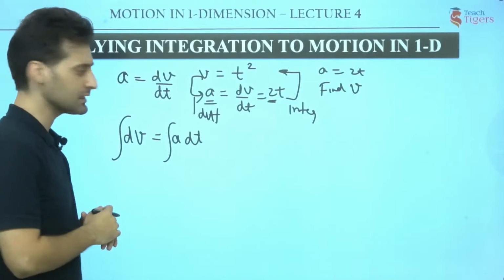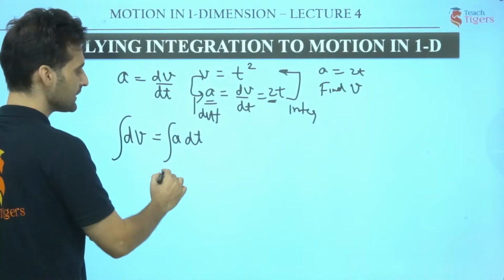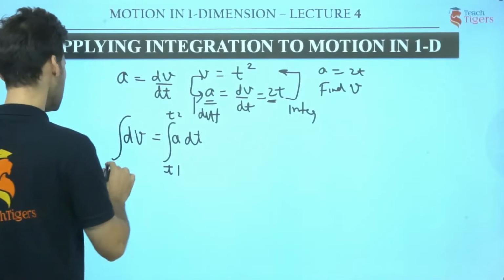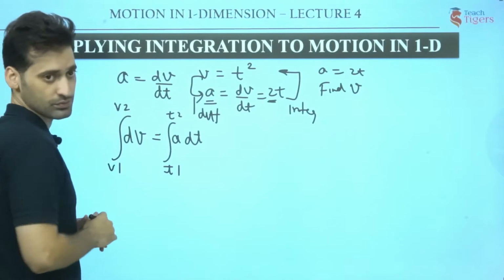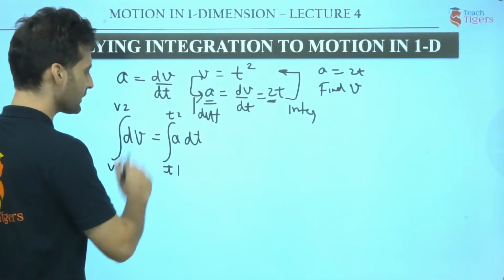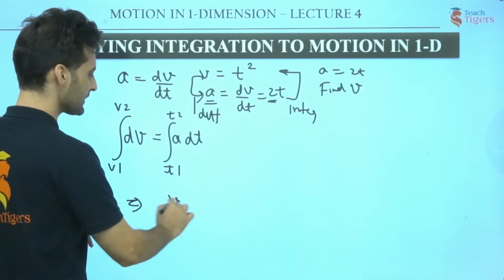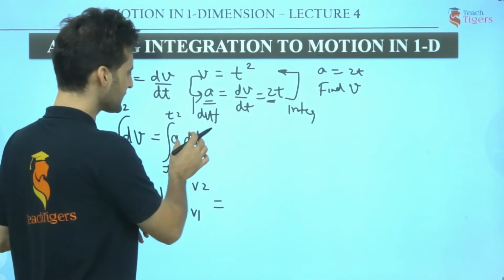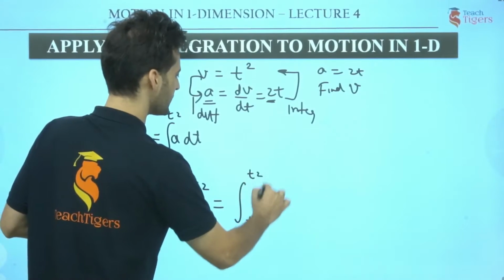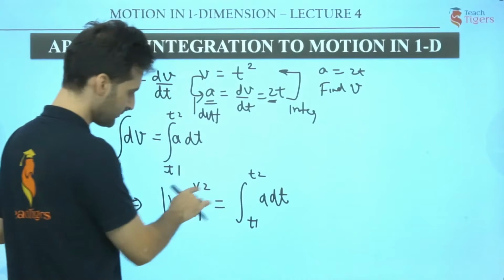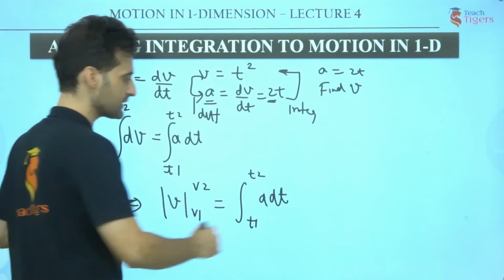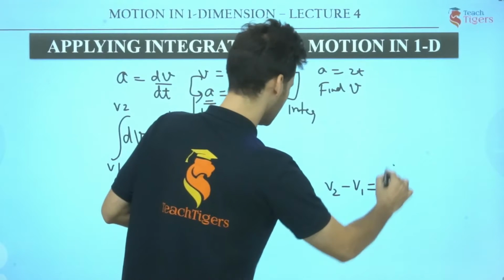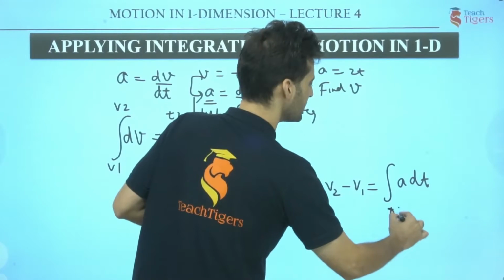Here we have put the limits. Now from here, limits of what will go? Here limits will be time t1 to t2. In the same case, here limits of what will go? Velocity, v1 to v2. Fine. Now what do I need to do? Let's solve it. The integration of dv will be v, with limits from v1 to v2. Here limits will be t1 to t2, and it will be a dt. I am putting the limits at the left hand side. So in place of v I will write v2 minus v1 equals integral of a dt from t1 to t2.